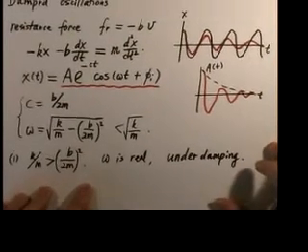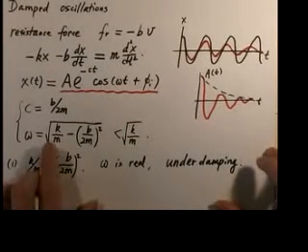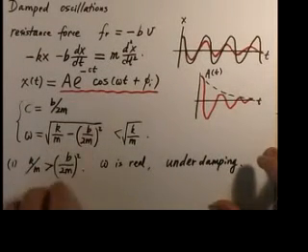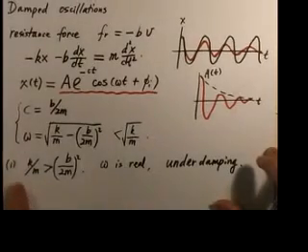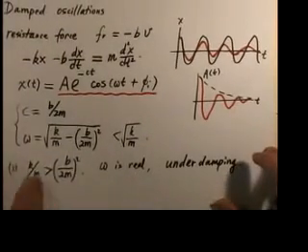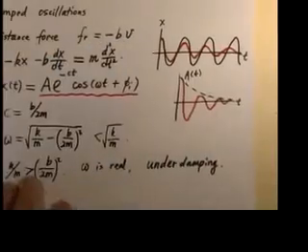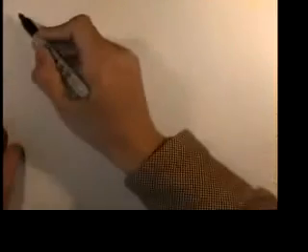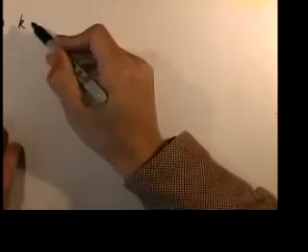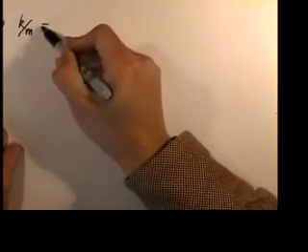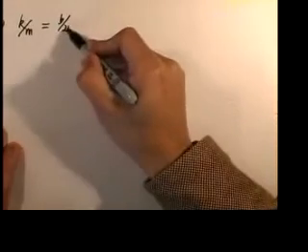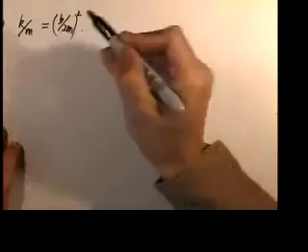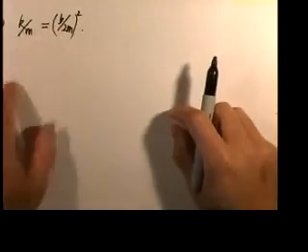Now the second situation is when k over m equals the second term. So let's write that down as well. You have k over m. That's case b. K over m equals b over 2m squared. So the damping constant b is large enough so that these two terms are equal.